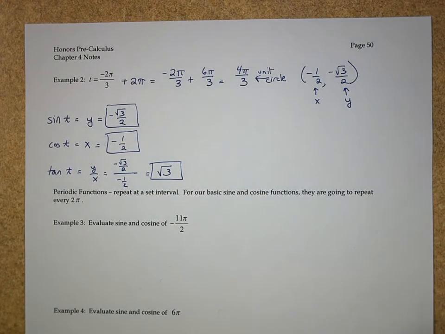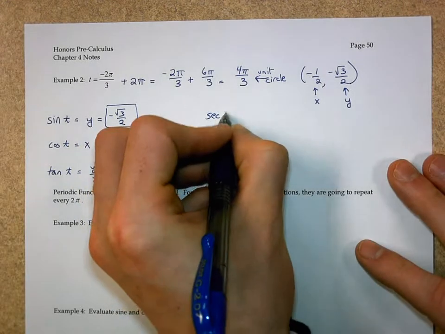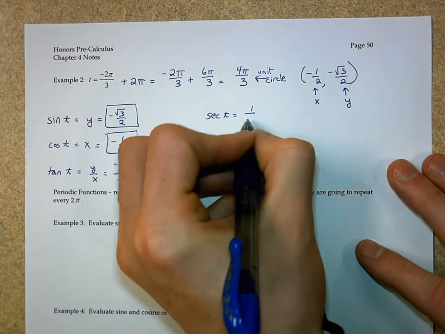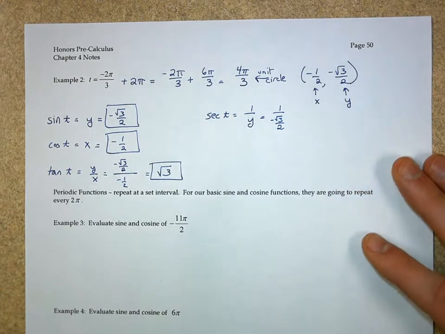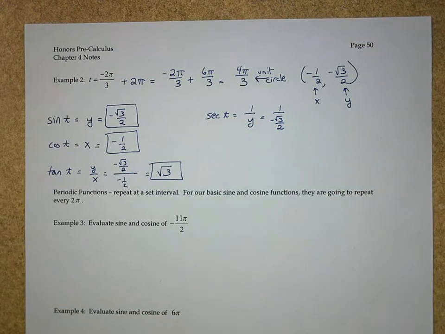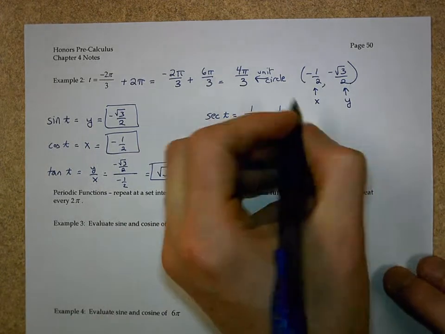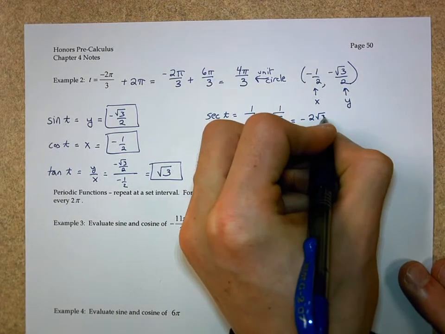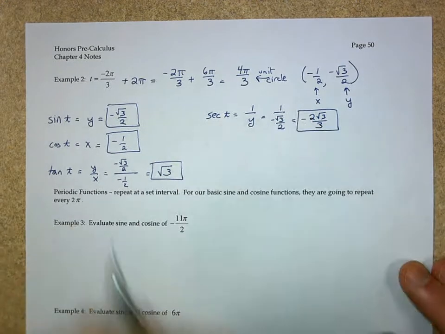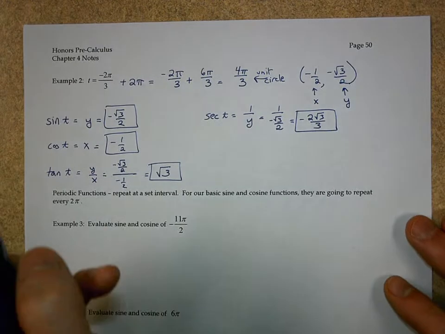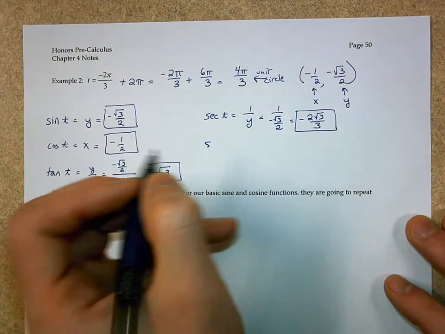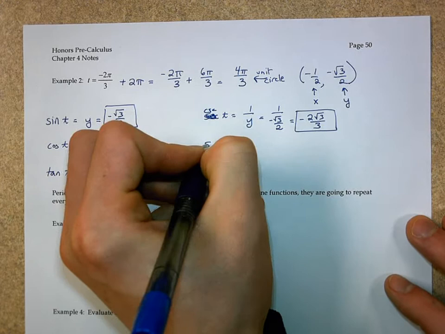We then are going to look at the fact that these guys are reciprocals of each other with respect to cosecant, secant, and cotangent. So the cosecant of t is the same thing as 1 over y, which is 1 over negative square root of 3 over 2, which is negative 2 square root of 3 over 3 when you do the reciprocal. And I'll work that out in a moment for you if you're not sure of the math behind that. Excuse me, that was the cosecant I was just working out.